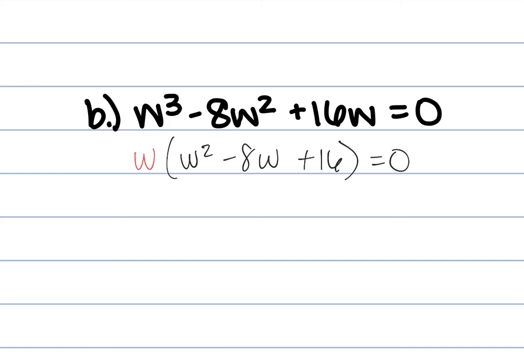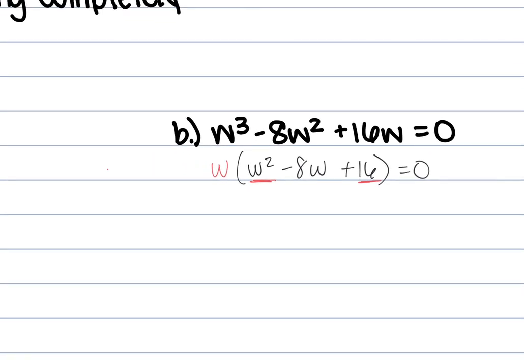What do I check for next? Isa? Squares. Is this a perfect square? Yup. So the square root of w squared is what? What's the square root of 16? What do I do next? Brandon? You put w minus 4 squared.